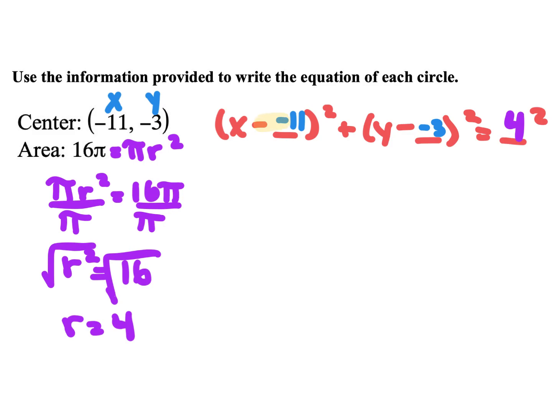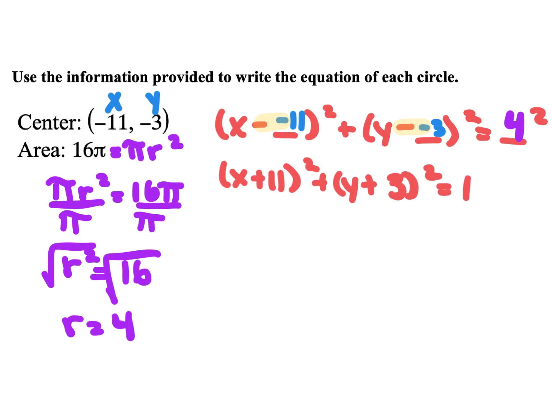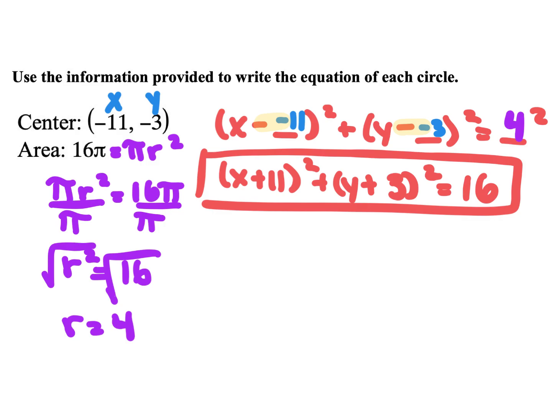So now if I make these minus and negatives a plus, I get my final equation to be x plus 11 squared plus y plus 3 squared equals 4 squared, which is 16, as my final answer.